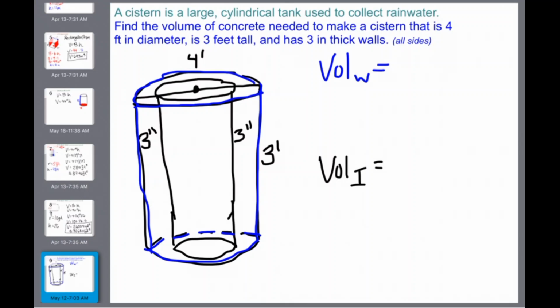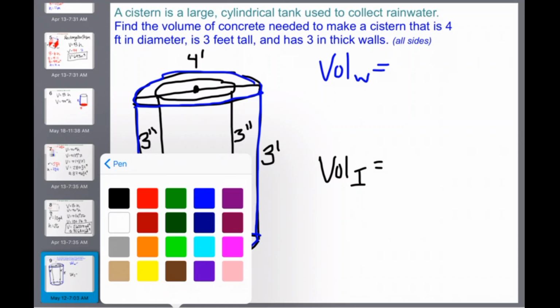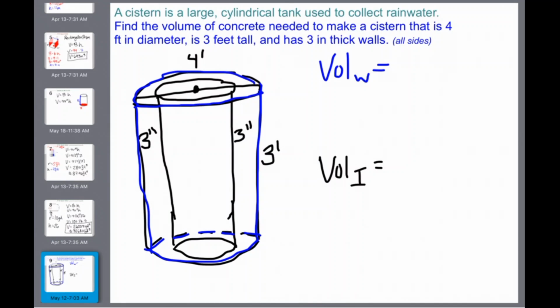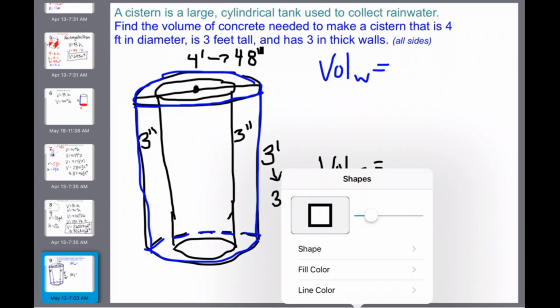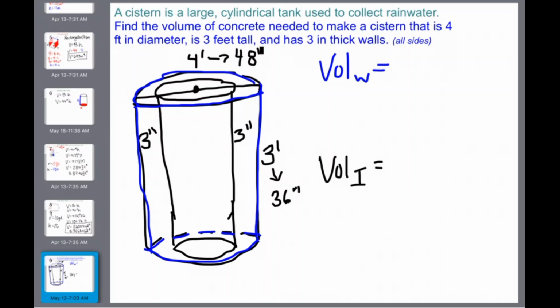All right, so we're given some dimensions in feet and some dimensions in inches. So we're going to change all of our calculations into inches. So for example, 3 feet is going to give us 36 inches. And 4 feet is going to give us 48 inches. So now we're in the exact same measurements for all of them. We're all in inches.